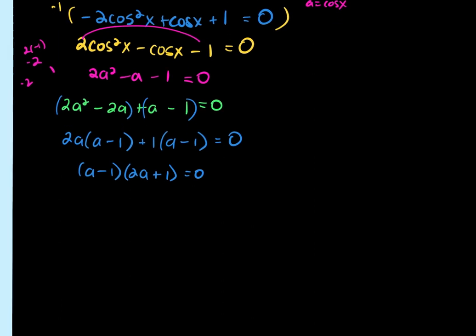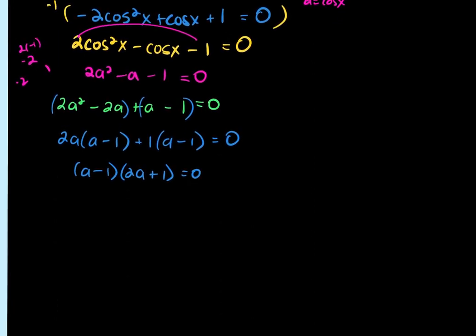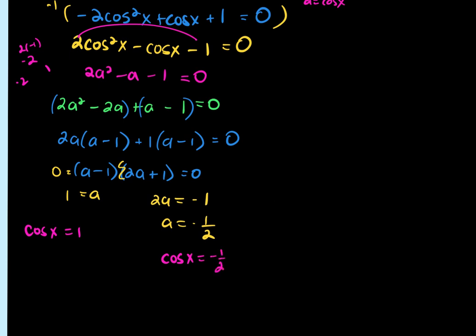And then I'm going to either solve, then plug the cosine in, or plug the cosine in and then solve. It doesn't matter. But if I split and solve here, I'd get a equals 1, 2a equals -1, and a equals -1/2. So I'm looking for where the cosine of x equals 1 and where the cosine of x equals -1/2.